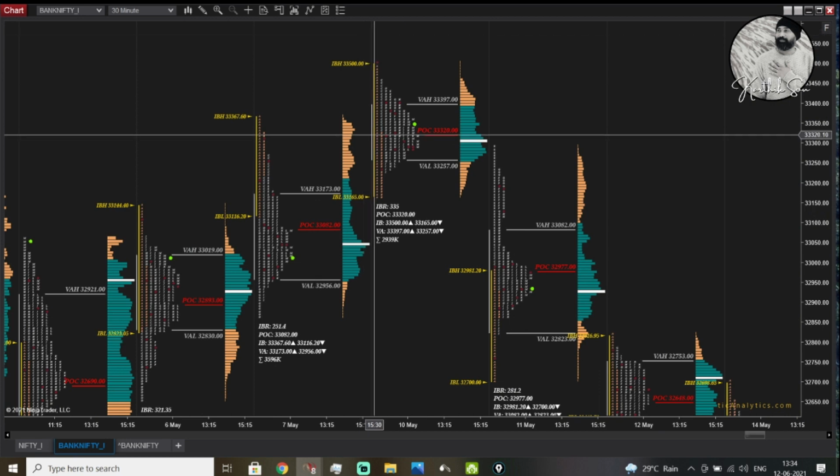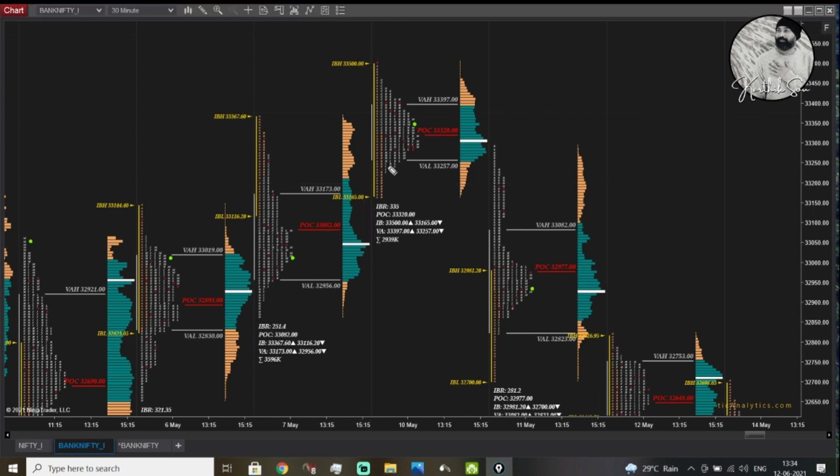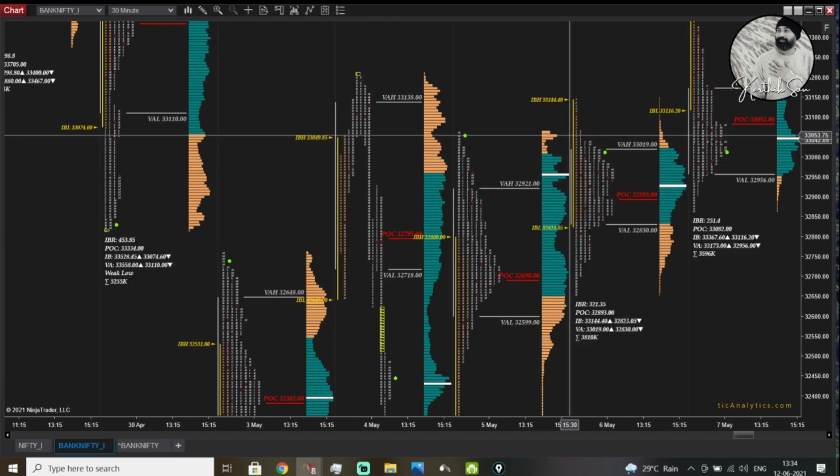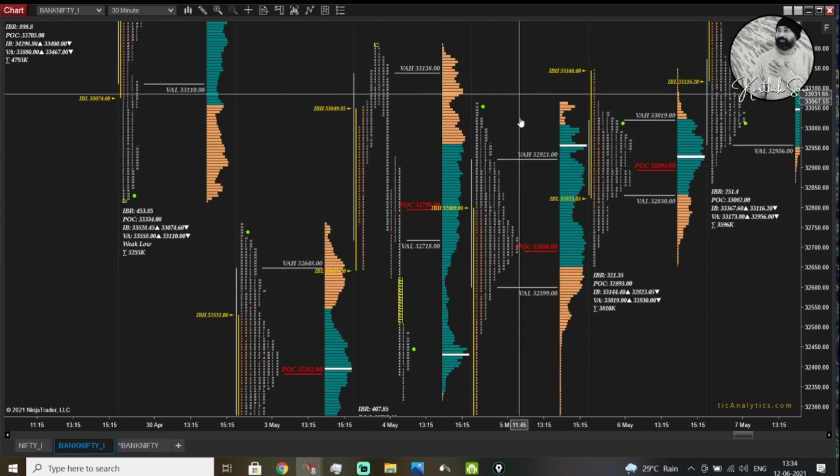This is a non-trend day. Yes. IB has been formed. Price stayed inside. You got a perfect D shape. Capital D. Okay, this one is a neutral day down.